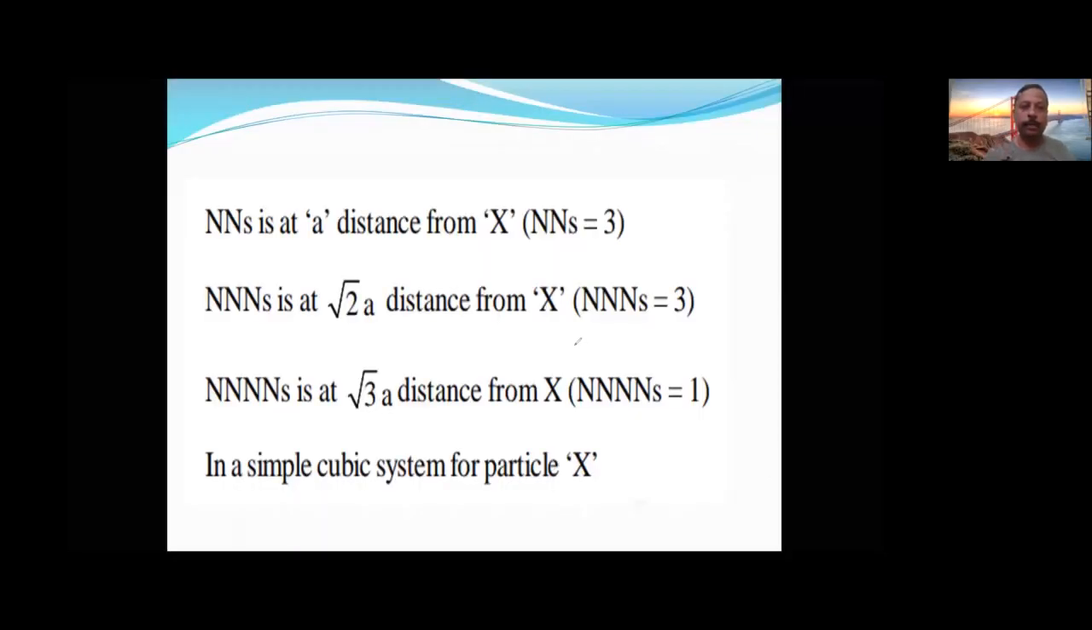Okay, from here we can say double n, the nearest neighbor distance is a. And it is equal to 3 triple n, root 2a. It is 3 4n, root 3a, and it is one in one simple cubic unit cell. Because I am repeating this, so that afterwards there will be no doubt. Okay, so this is a simple cubic unit cell.